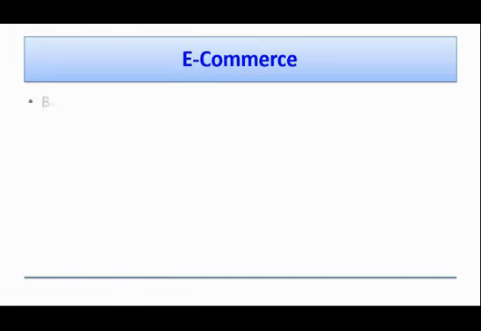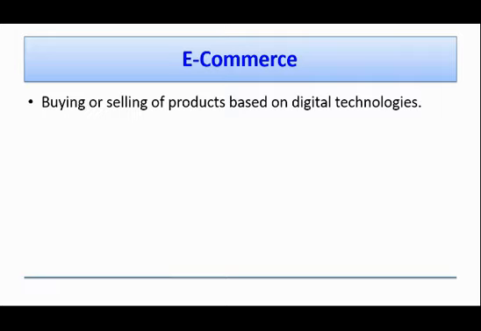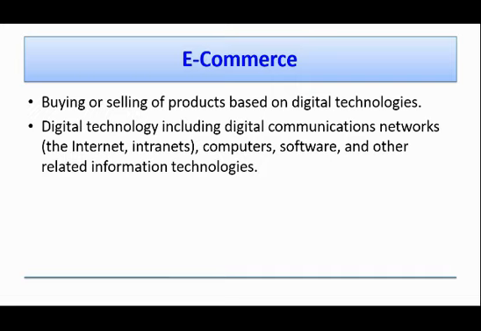Next one is e-commerce. E-commerce means selling and buying products based on digital technology. That means they can put their advertisements on the internet, and then people can request any products through the internet. Likewise we can use digital technology. That means the internet, computers, and software are all related to digital technology. That technology can be used for buying and selling products, which is e-commerce.